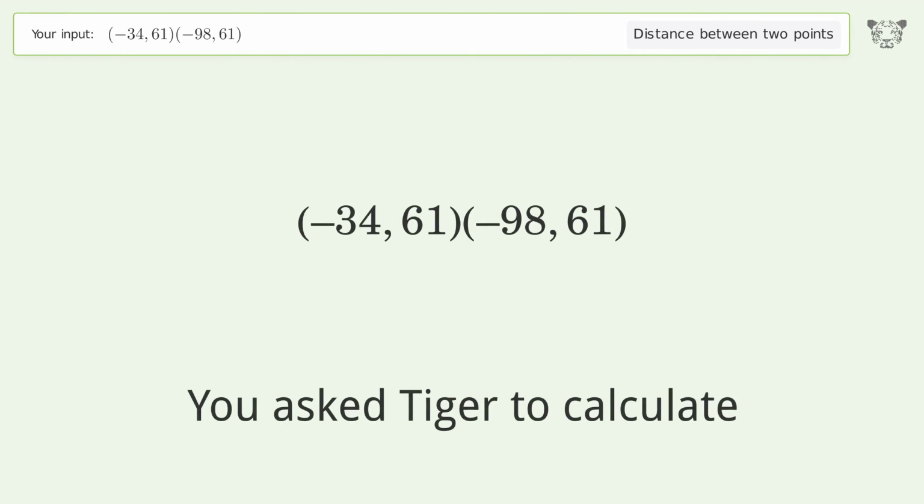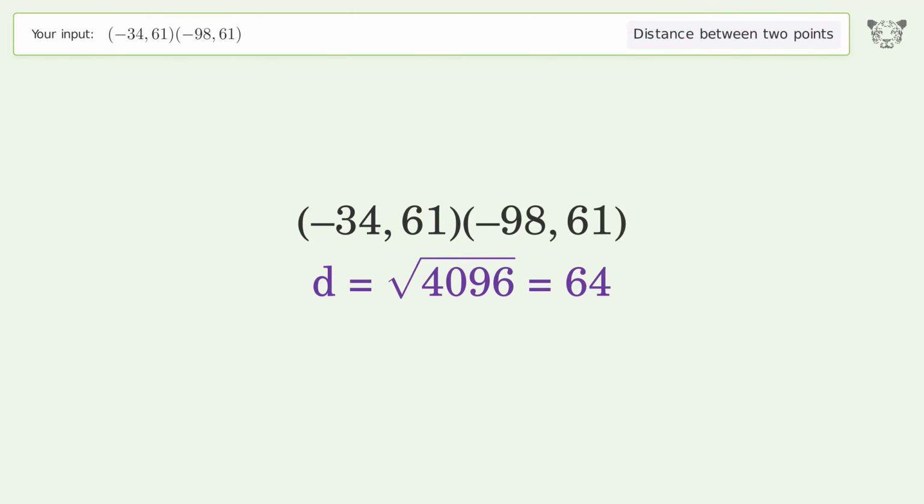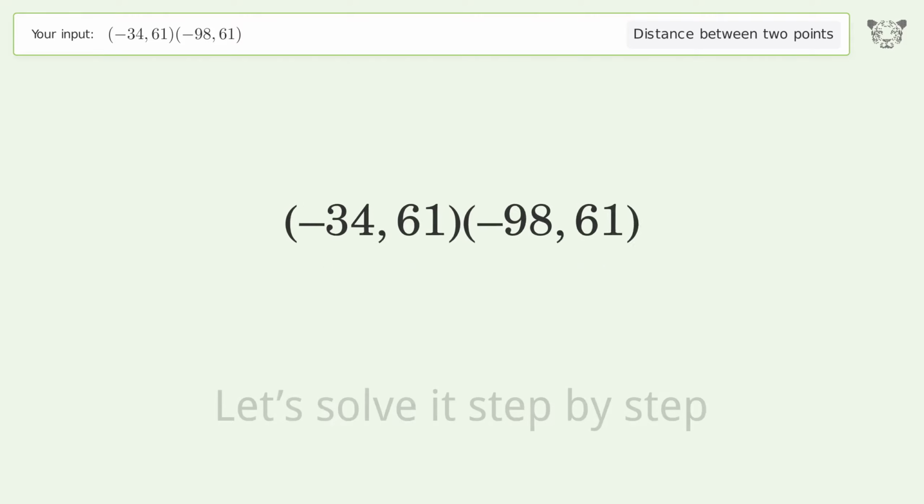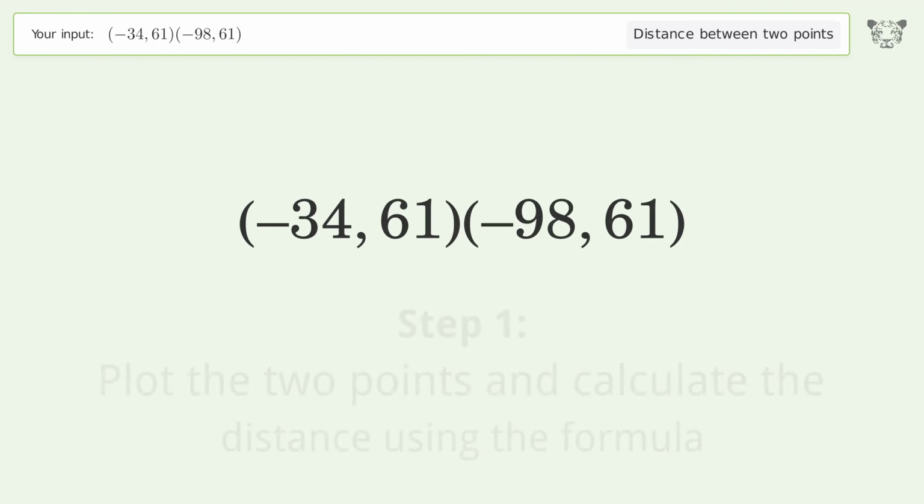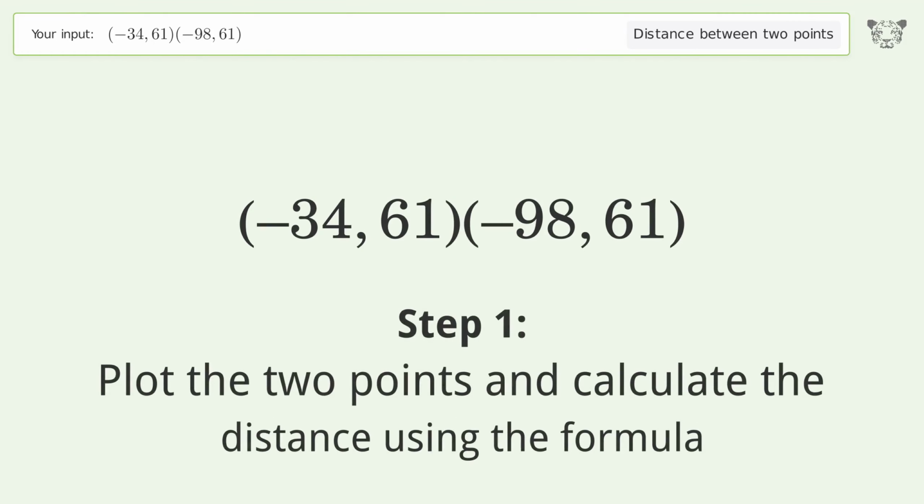You ask Tiger to calculate. This deals with the distance between 2 points. The distance between the 2 points is the square root of 4096, or 64. Let's solve it step by step. Plot the 2 points and calculate the distance using the formula.